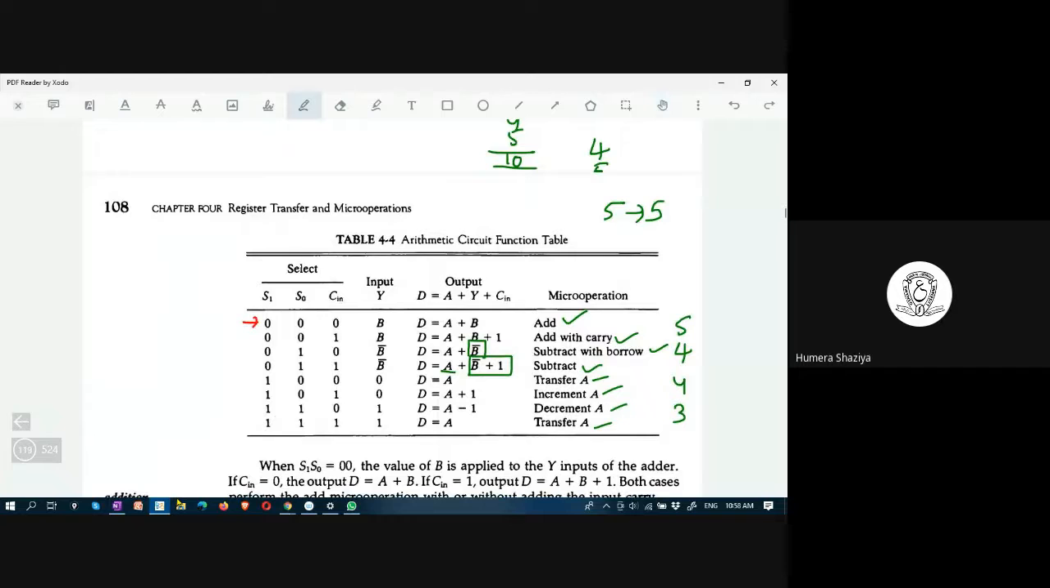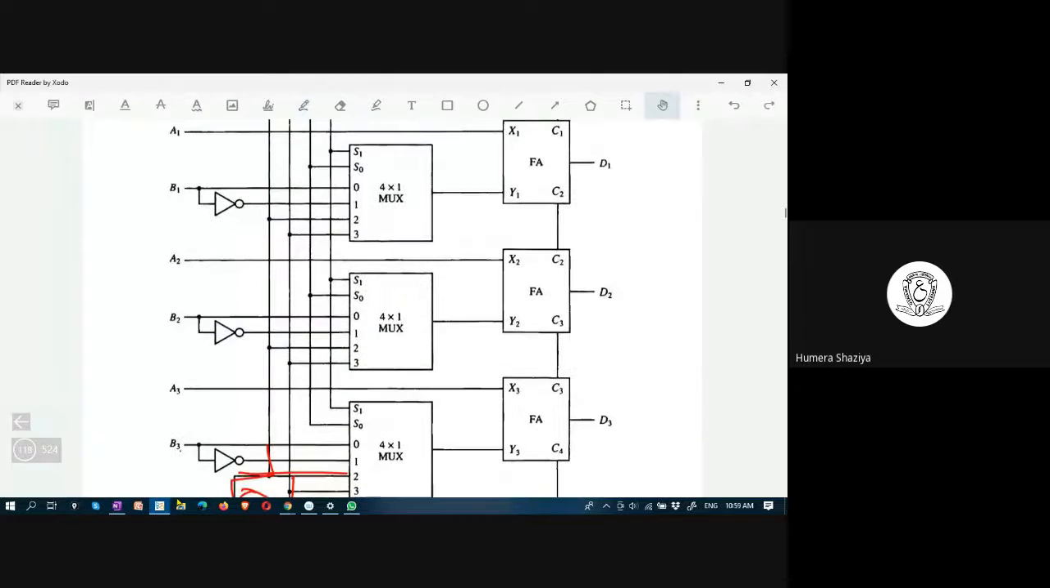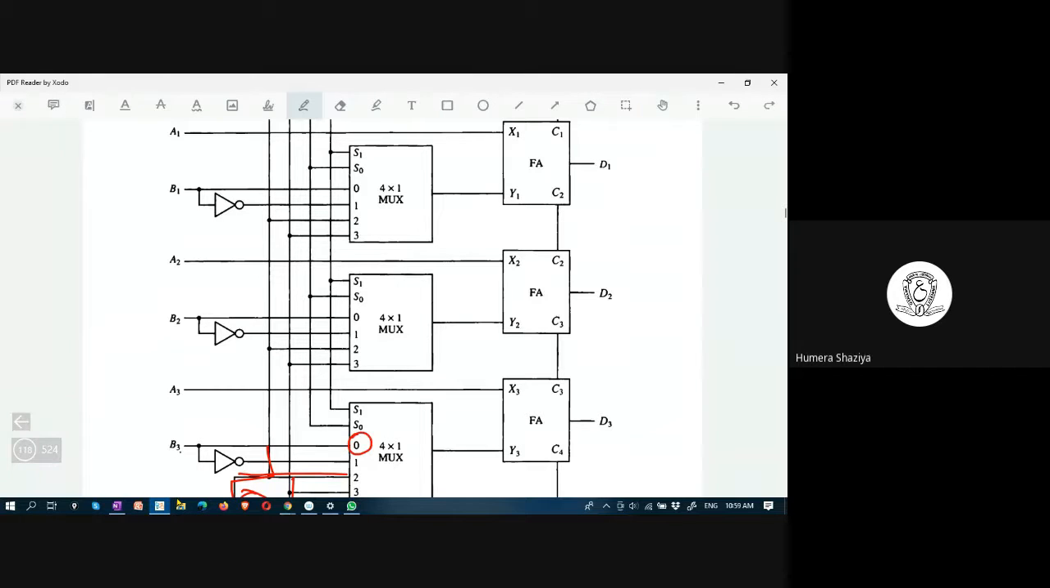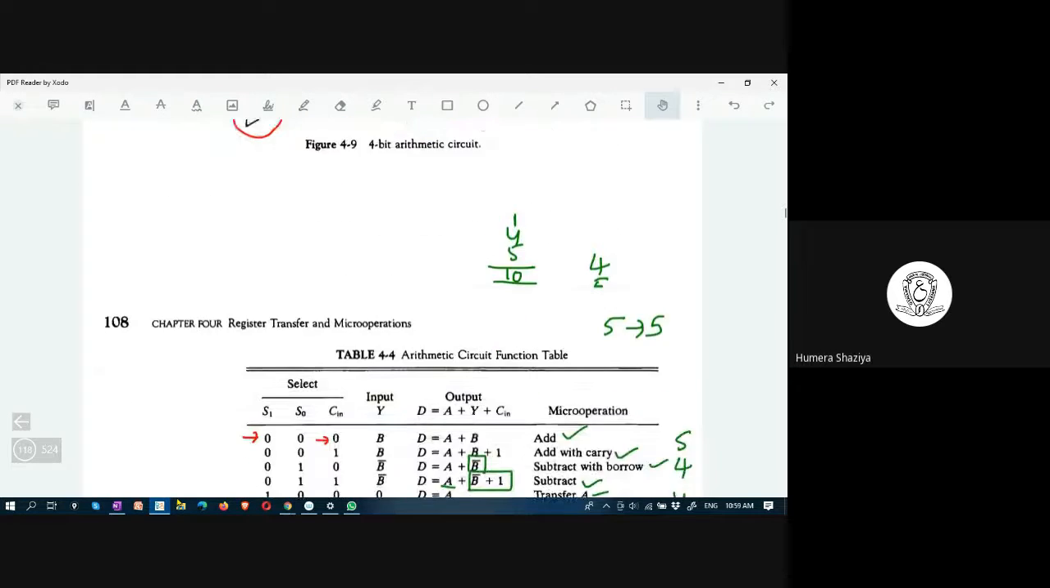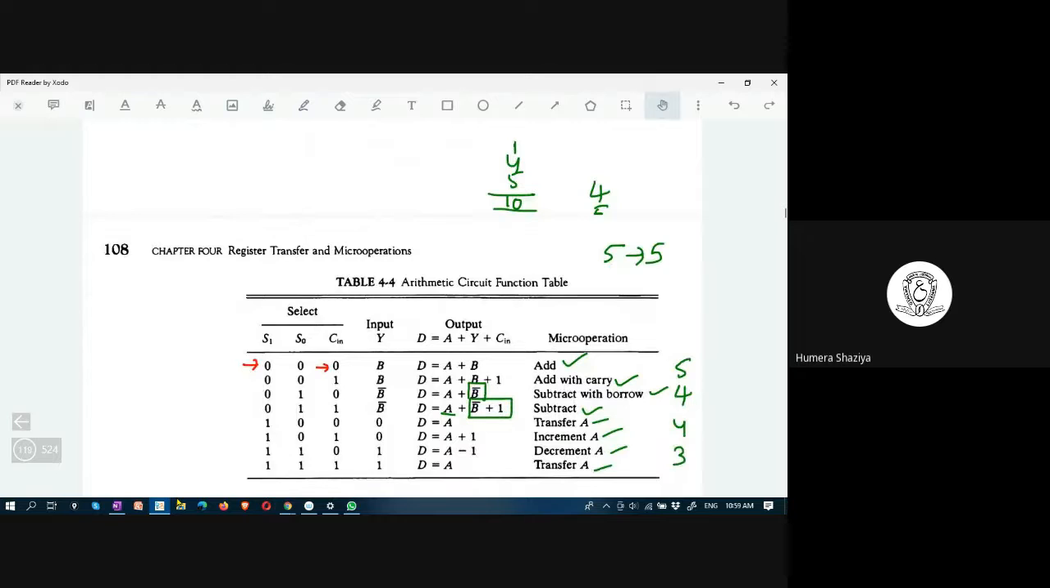If S0 and S1 are 0, 0 and Cin is 0, then it is just normal addition. A is directly given, and B is also directly given. Because both are 0, 0, the zeroth input of the multiplexer will be chosen and sent out to the second input of the full adder. First input anyway it is receiving from A, the second input it is directly receiving from B, because S0 and S1 are 0, 0. So it is just addition.